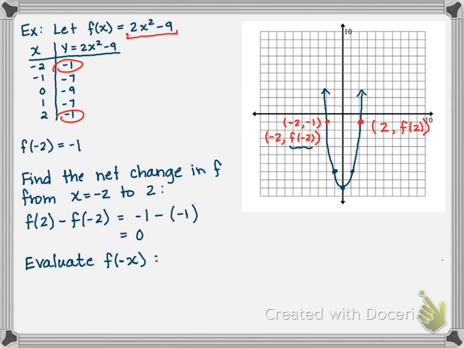Remember that if I evaluate for negative x, that's just saying replace my input with negative x. So my function says f of whatever my input is going to be equal to 2 times whatever that input is squared minus 9. And then I'm evaluating for a negative x here, so that means I have to put a negative x there as well. So whatever is in those parentheses on the left side, I'm replacing my input with on the right side.